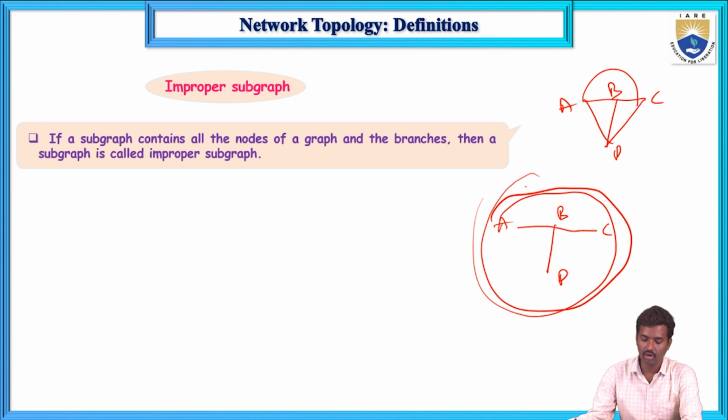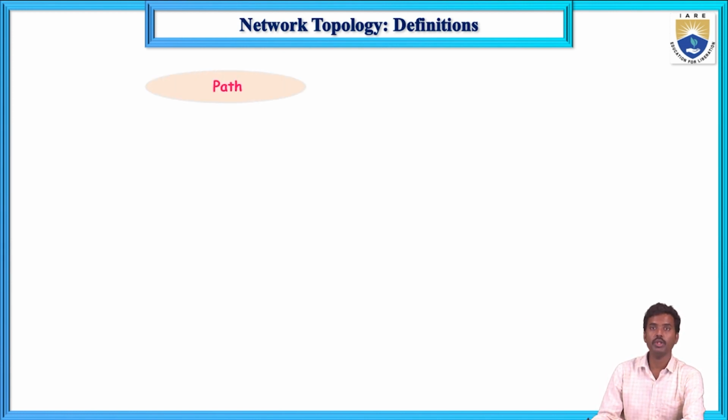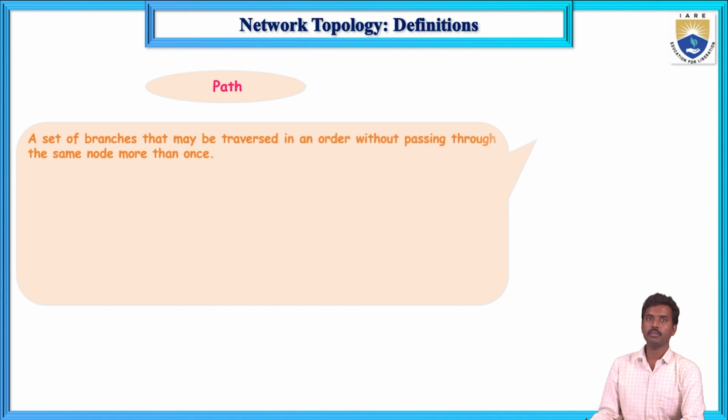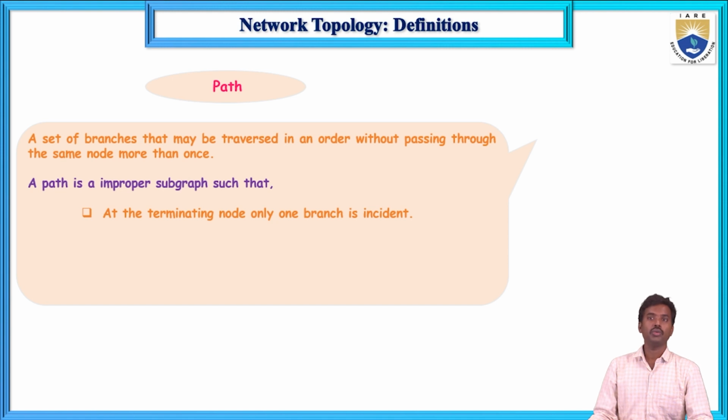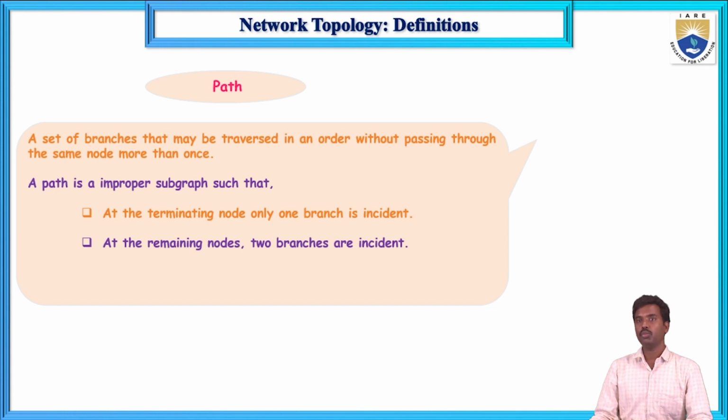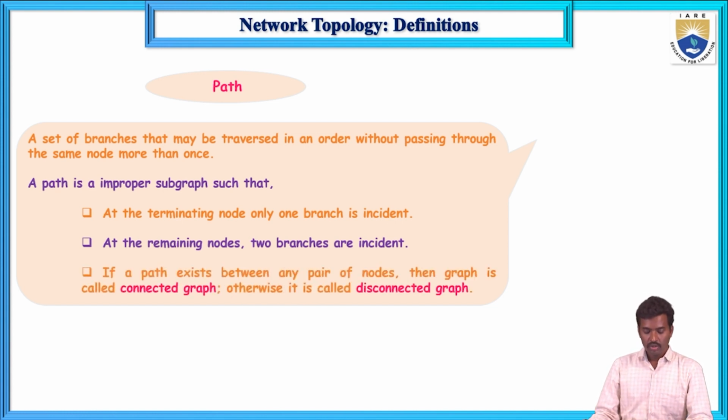Now next, the definition of a path. A path is a set of branches that may be traversed in order without passing through the same node more than once. So now here the path is an improper subgraph, which means all nodes equal the main nodes in the subgraph. At the terminating nodes only one branch is incident, and at the remaining nodes two branches are incident.